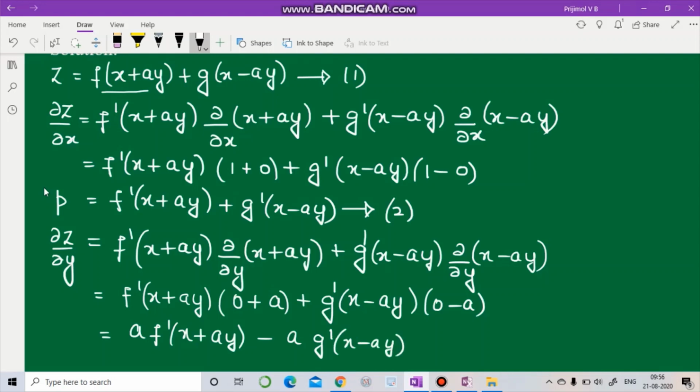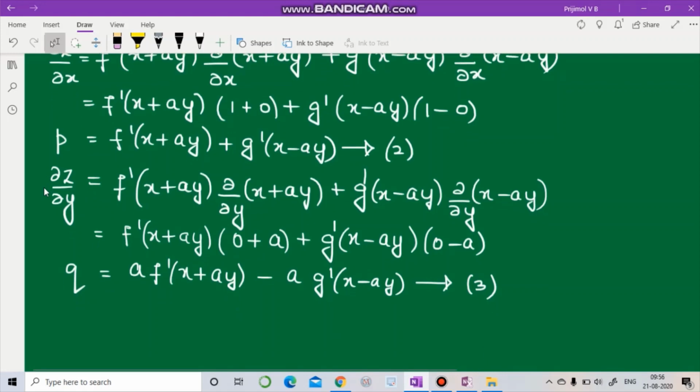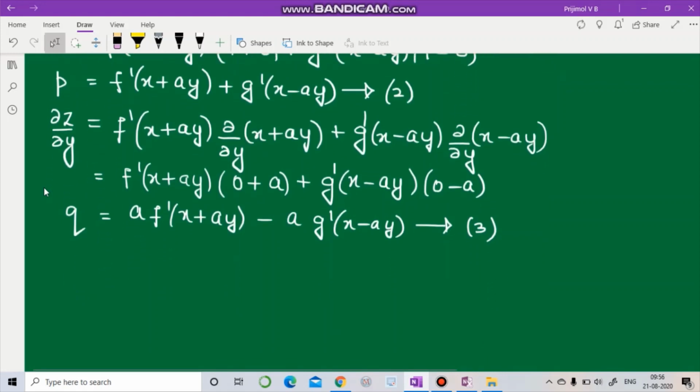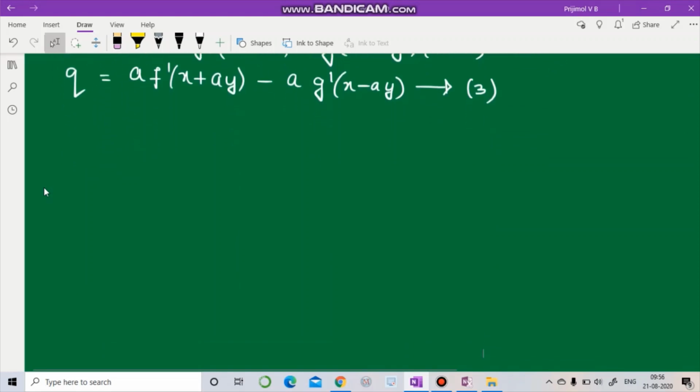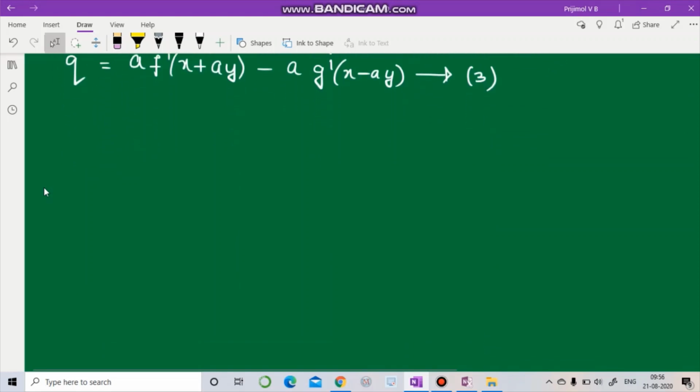So I hope you understood. Now dou z by dou y is nothing but q. So these are the first order partial derivatives, but this is not enough to find a second order partial differential equation. So equation 2 is this and equation 3 is this. Now what we are going to do is find r or s or t.